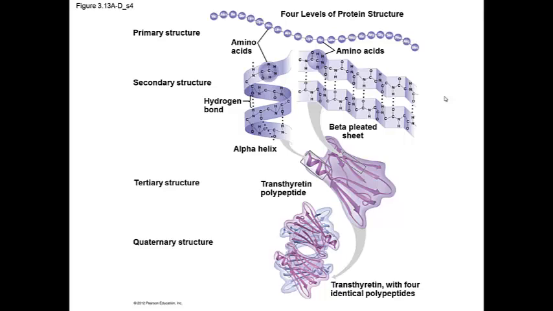So here we see them step by step again. Remember, primary structure is the amino acid sequence. Secondary structure is a result of hydrogen bonding, leading to either the alpha helix or the beta pleated sheet. Tertiary structure is a result of other kinds of chemical interactions that fold the protein even further. And then quaternary structure is the combination of many polypeptides coming together to form one single functional protein.